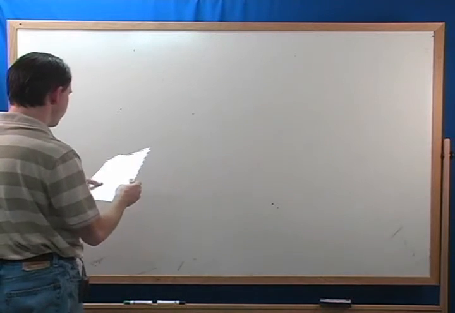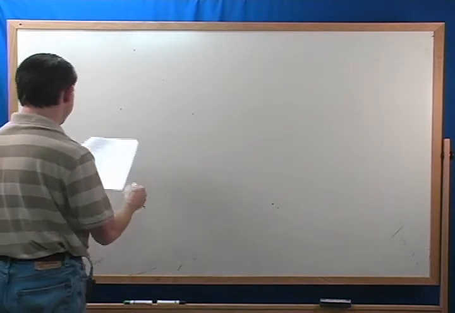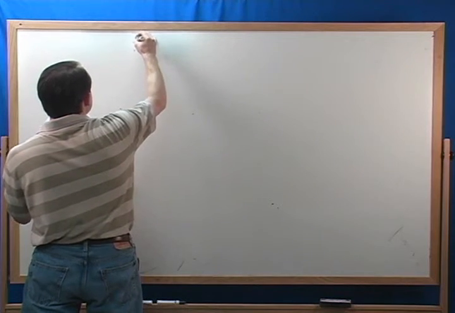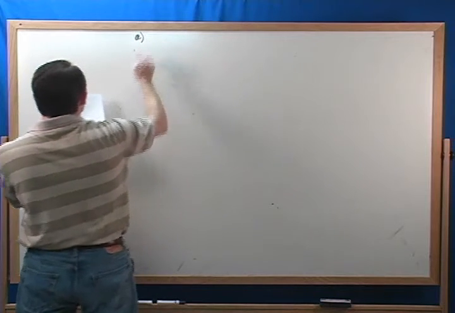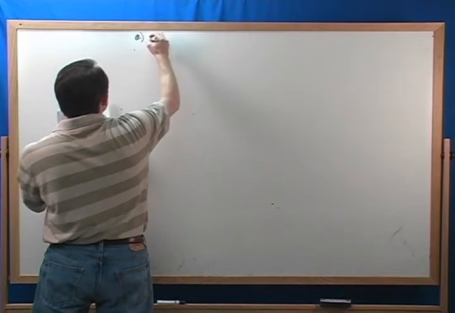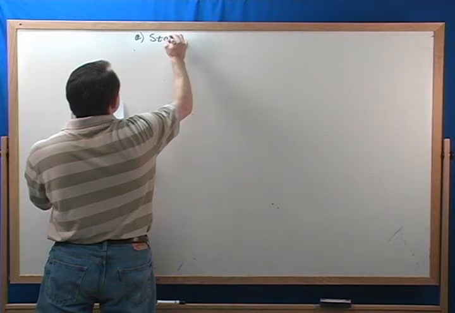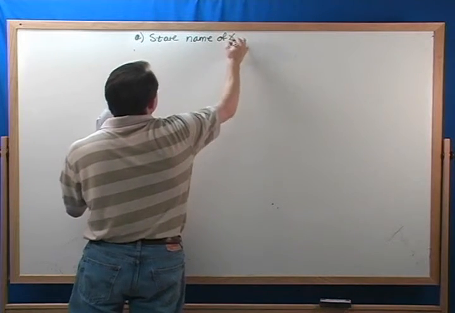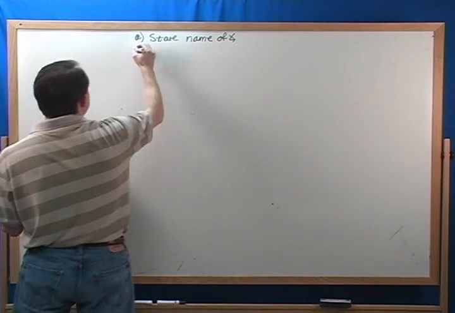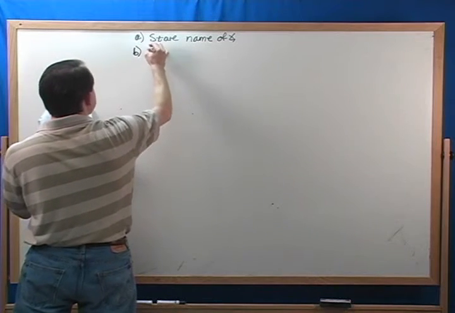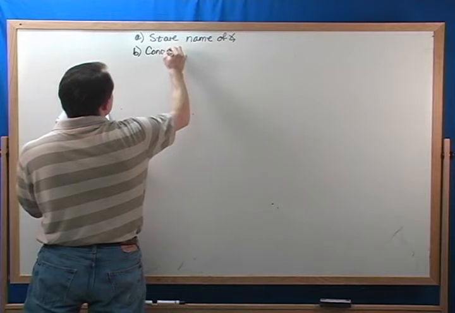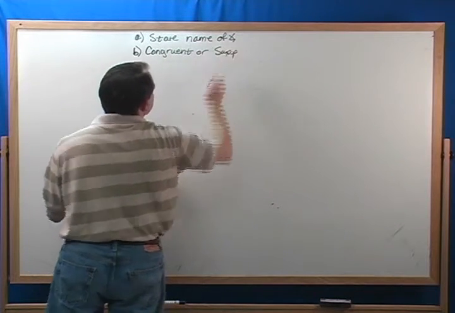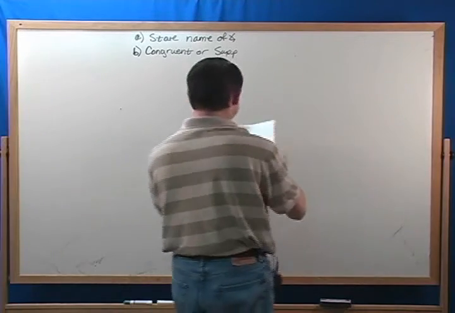Okay, now the last thing we're going to do is work a big example. So what we want to do here is two things. First, we're going to write down the name of the angle. I'm going to draw a picture here in a minute. And then we're going to write down if it's congruent or supplementary. And I'm going to draw the picture over here.